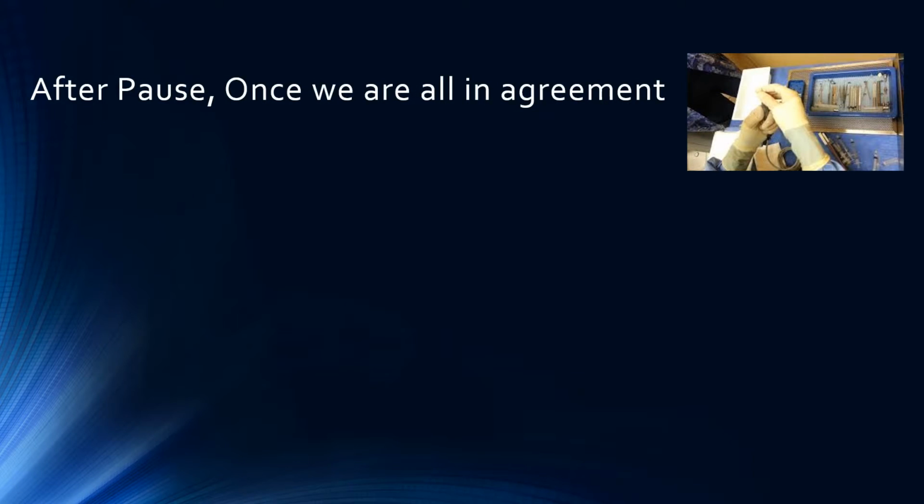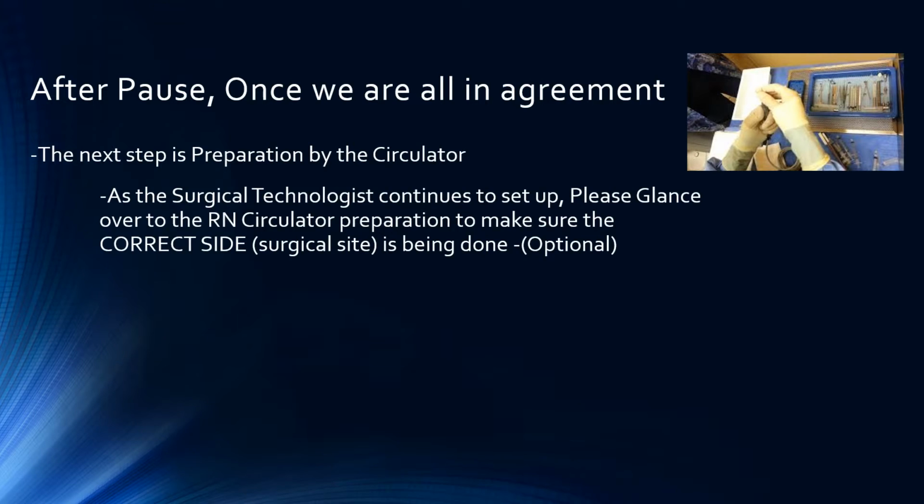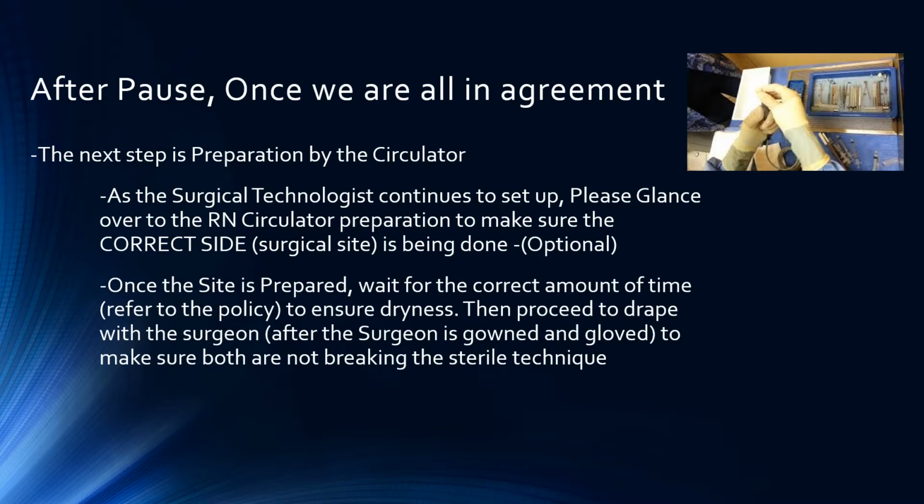After the pause, once we are all in agreement, the next step is preparation by the circulator. As the surgical technologist continues to set up, please glance over to the RN circulator's preparation to make sure the correct surgical site is being prepped. Again, this is optional. You don't have to do it. I just do it to ensure safety, making sure that they're actually preparing the correct site.